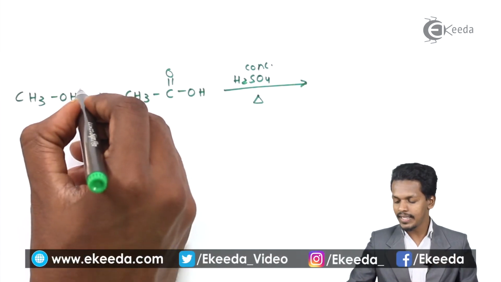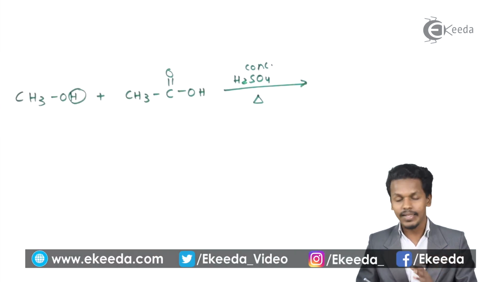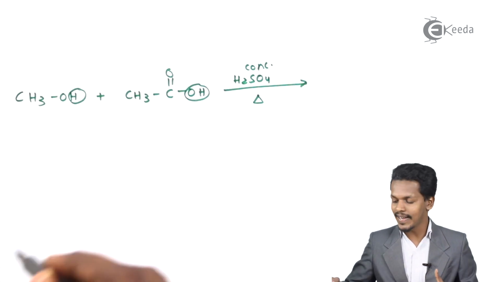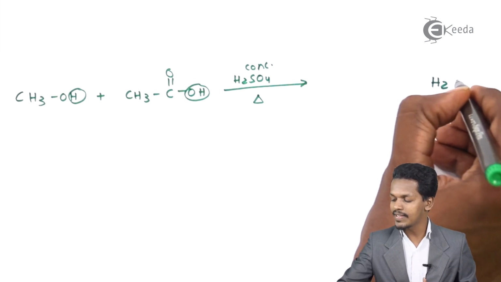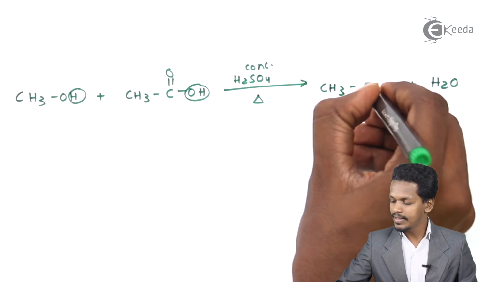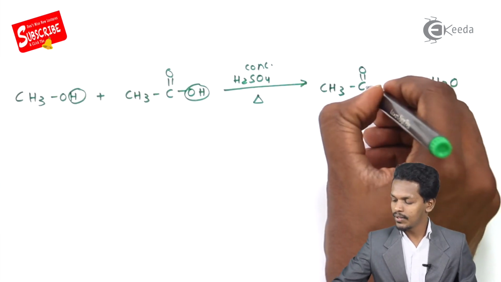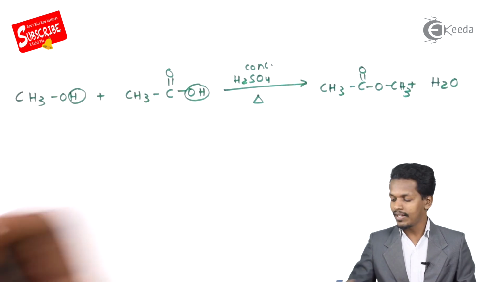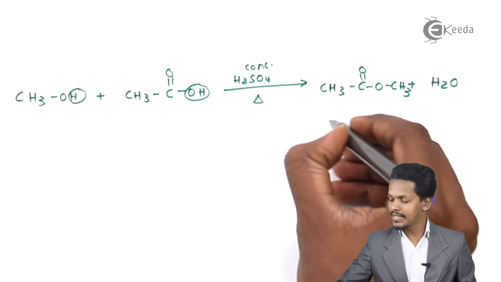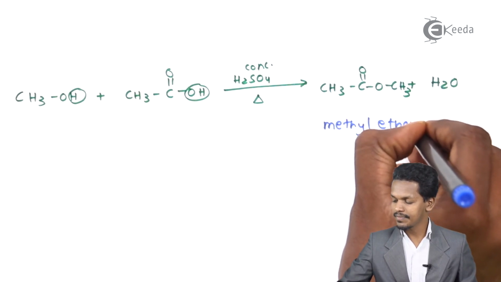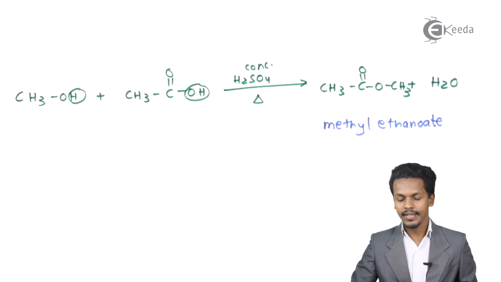In that case, the hydrogen atom of the OH of methanol will go along with the OH of the carboxylic acid, and that is how we get the byproduct, water. The main product that we need is CH3COOCH3. So this is how we can obtain the ester, and this ester has a name, that is methyl ethanoate.